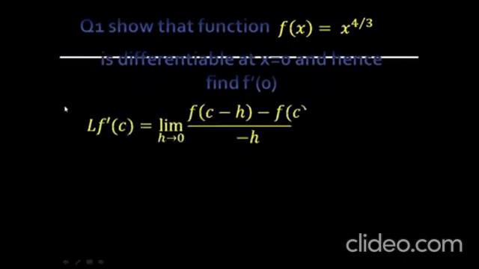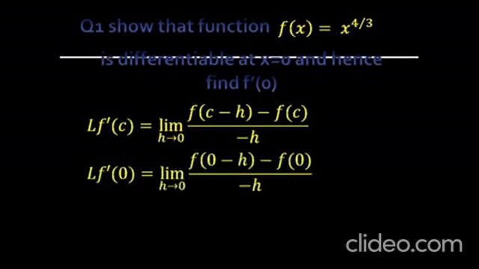Left hand differentiability, you know very well, is denoted by L f dash c, and this is equal to the limit h tends to 0 of f(c minus h) minus f(c) upon minus h. The value of c is 0, because we need to prove the differentiability at the point x equal to 0. So substitute c as 0 here. The formula becomes limit h tends to 0 of f(0 minus h) minus f(0) upon minus h.